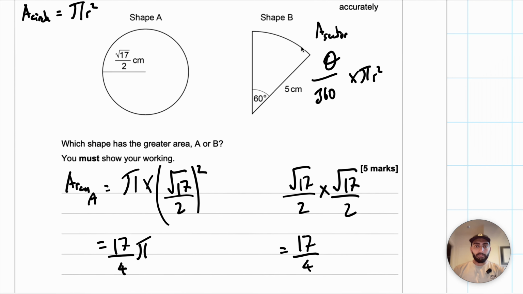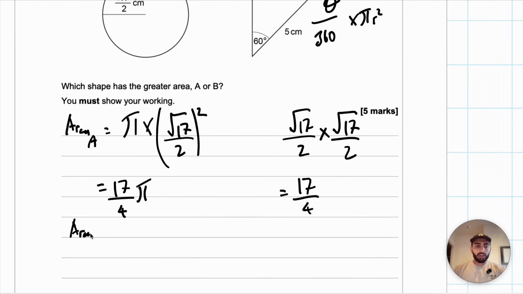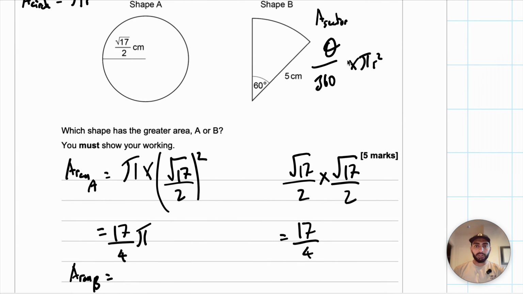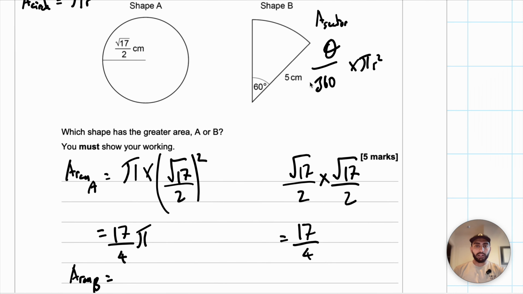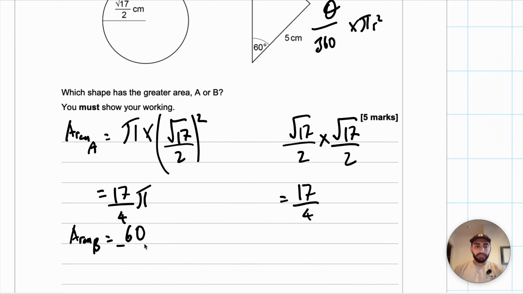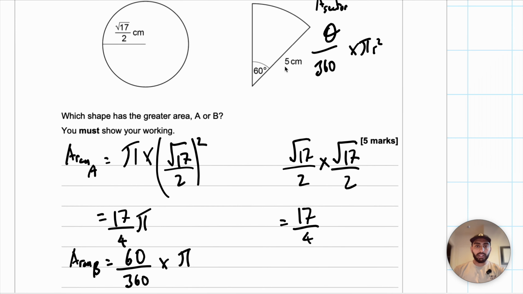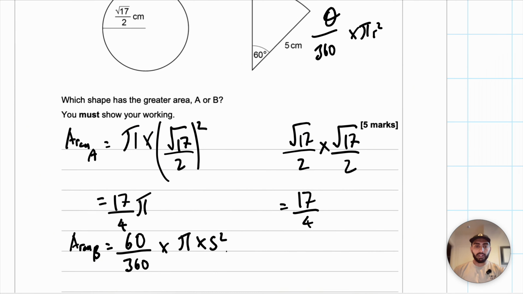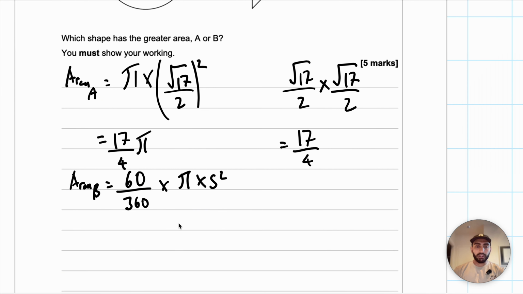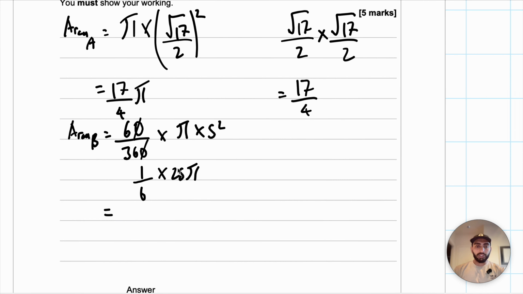I'm going to do the area for B now. So area of B is equal to theta over 360, so the angle over 360, multiplied by pi r squared, and r squared here is 5 squared. I know 5 squared is 25, so that'd be 25 pi, and 60 over 360 is the same as 6 over 36, or 1/6. So 1/6 multiplied by 25 pi, which is equal to 25 over 6 pi.